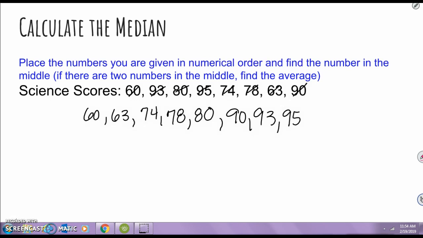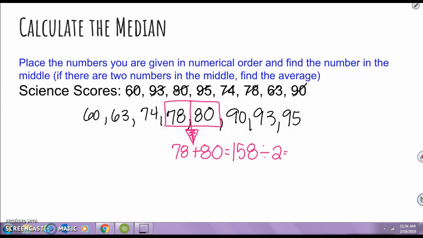Since we have an even set, we have 2 numbers that are in the middle, 78 and 80. To calculate the median, we find the average. 78 plus 80 equals 158. We divide that number by 2, and we get 79. The median is 79.